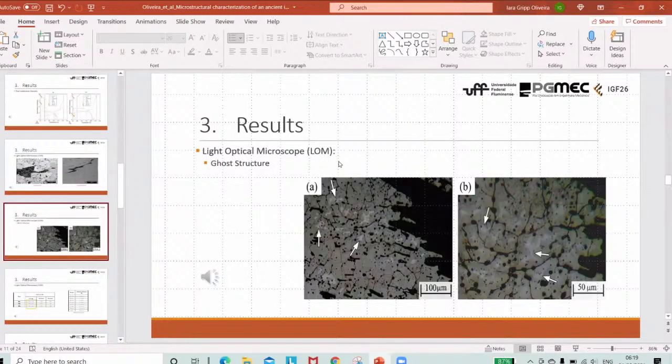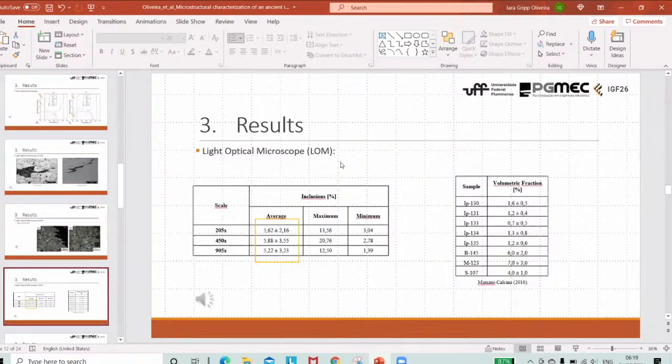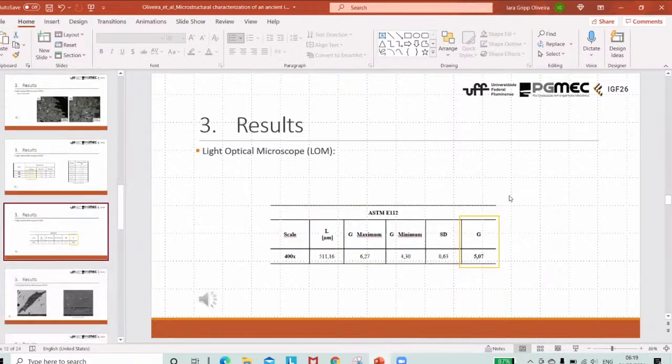We have ghost structures, which are because of the heterogeneous distribution of phosphorus inside the matrix of the material. We have a high amount of inclusions, around 5.2 to 5.8% of the material, which is in accordance with the literature. We have a high dispersity in grain size and a big grain size. This is the G grain size of the ASTM standard.